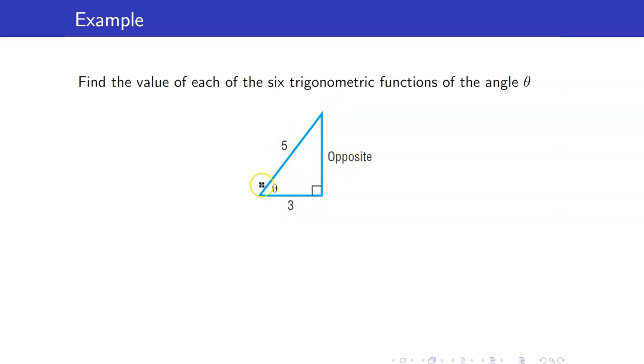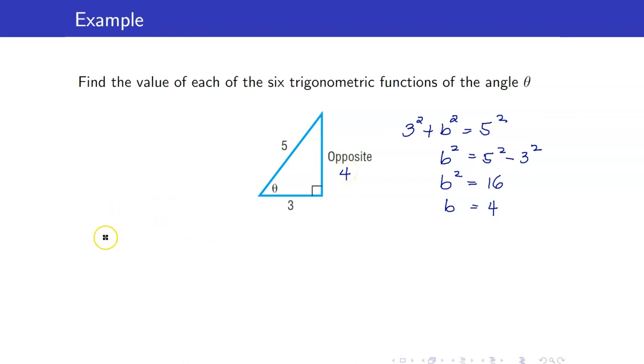Since this is a right triangle, we can use our Pythagorean theorem. So we have 3 squared plus, let's call that b, squared, is equal to 5 squared. Upon solving for b squared, we get 5 squared minus 3 squared, and this is equal to 16. So therefore, b is equal to 4. So now we are ready to get all the trigonometric function values.